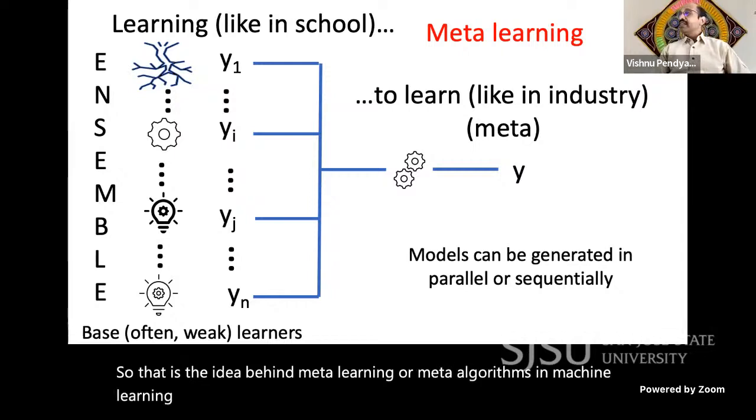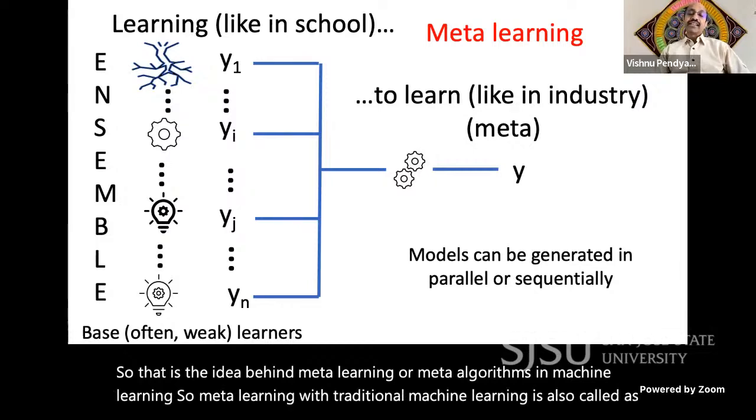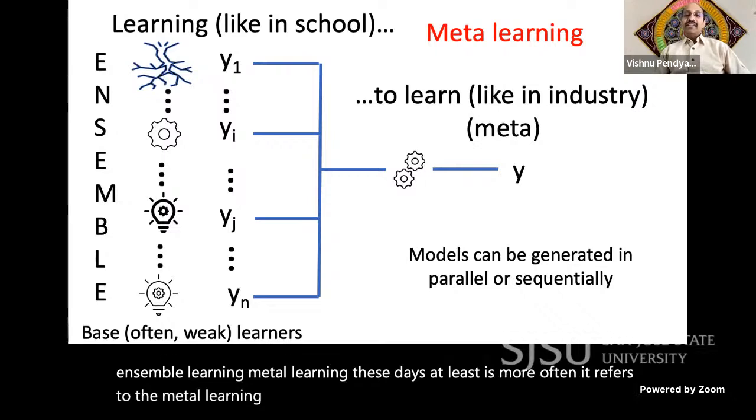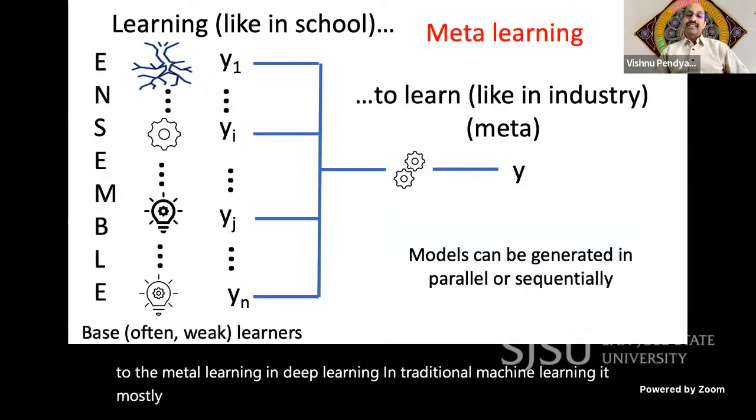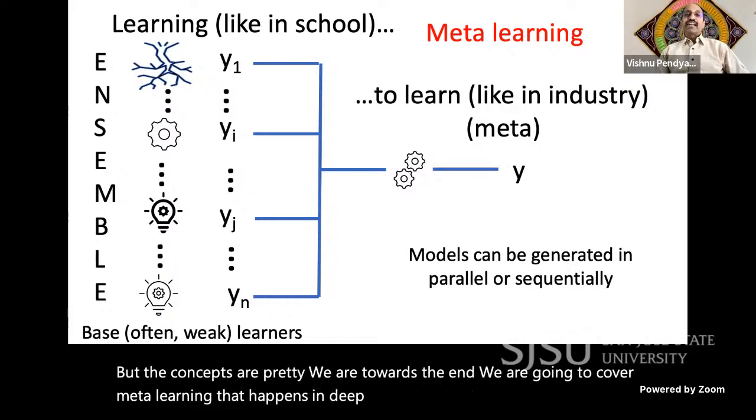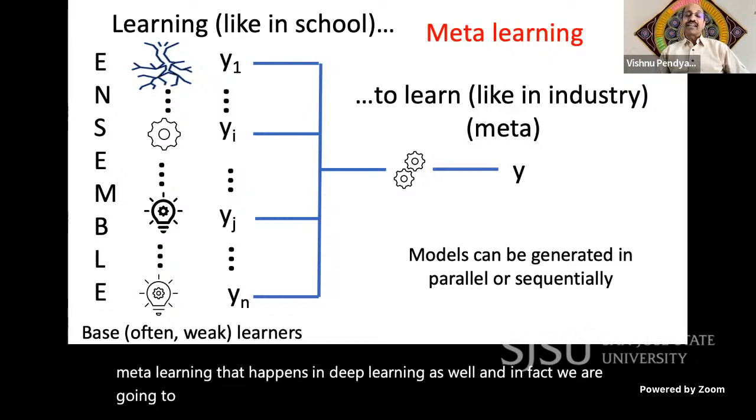Meta learning with traditional machine learning is also called ensemble learning. These days, meta learning more often refers to meta learning in deep learning. In traditional machine learning, it mostly goes by the name ensemble learning. But the concepts are pretty similar. Towards the end, we are going to cover meta learning that happens in deep learning as well. And in fact, we are going to see how meta learning is basically the essence of deep learning.